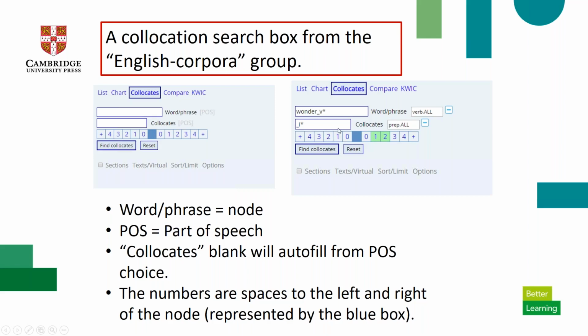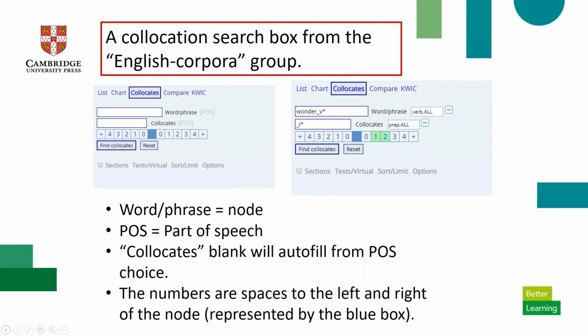And of course, if you're looking for a preposition that comes after the verb wonder, you would search a certain number of spaces to the right. Now, I've chosen 2 spaces here because there might be an incidental word like an adverb, wonder bemusedly preposition. So this is, again, as a review, the node, the collocate, and the span.